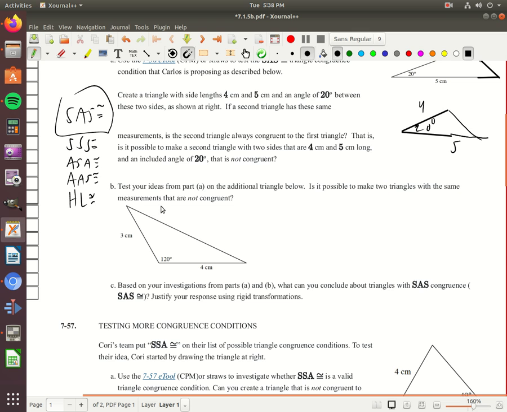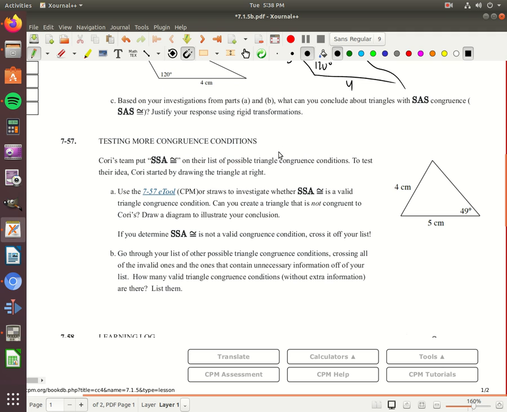But it says test your ideas. So again, if I had one that was 3, 4, and 120 degrees, it would have no choice but to have the exact same triangle as this. So side angle side does work. The last one is side-side angle. And side-side angle is an interesting one because side-side angle ends up not working.